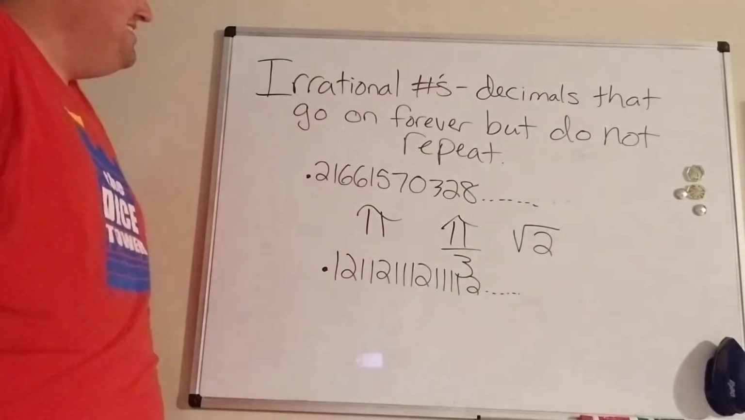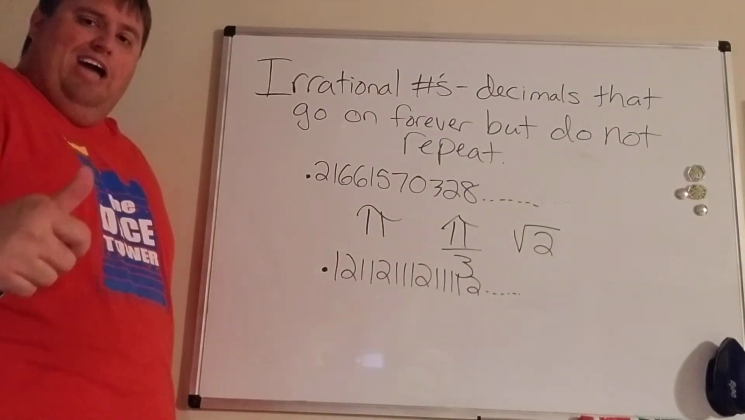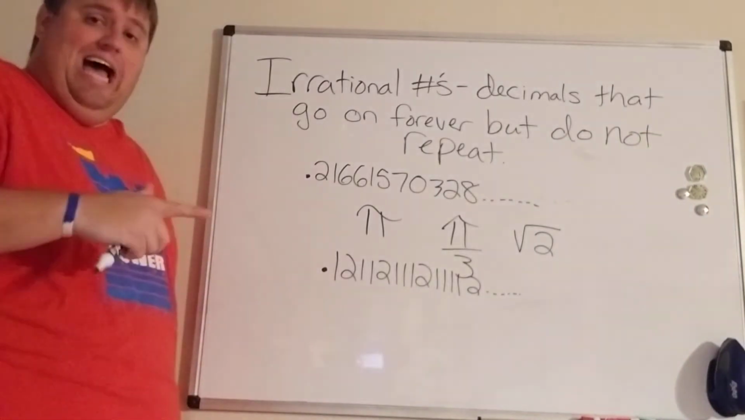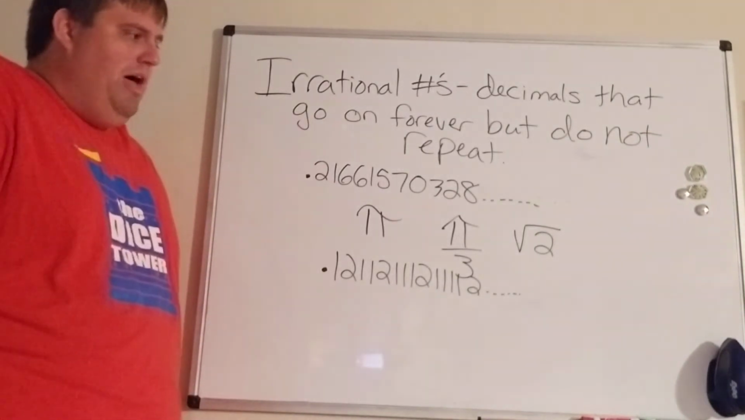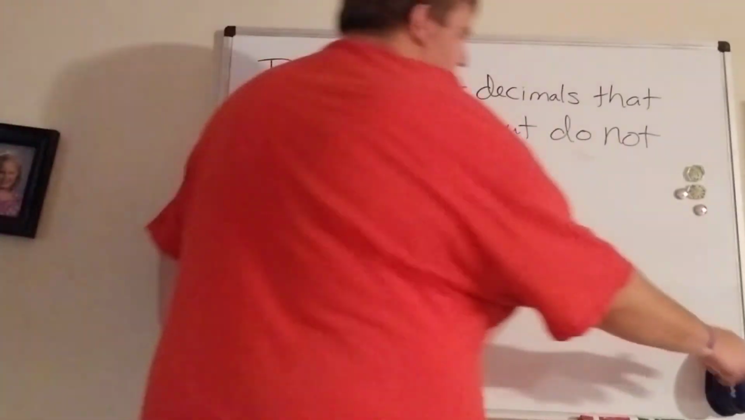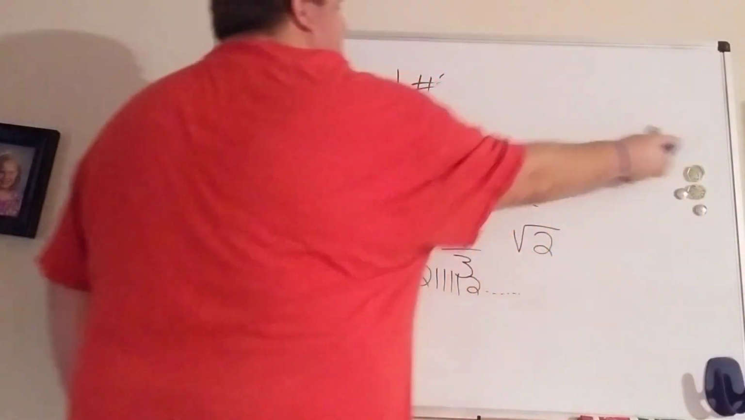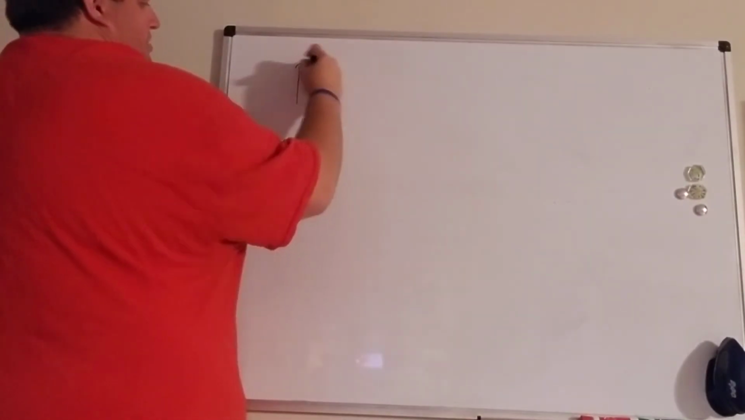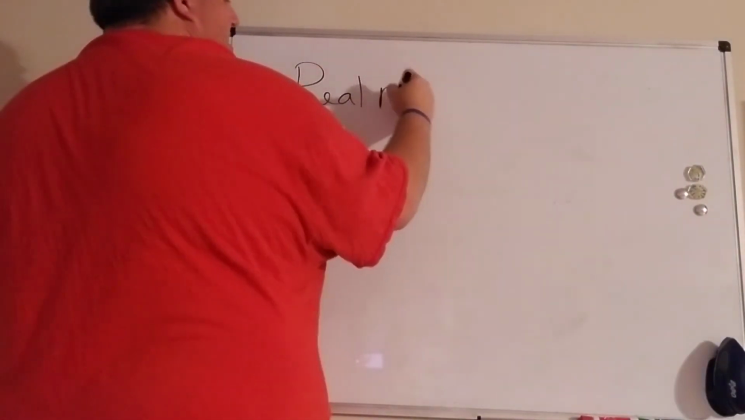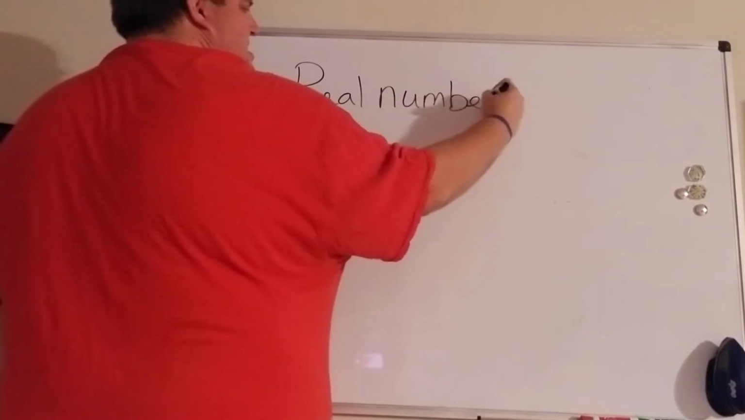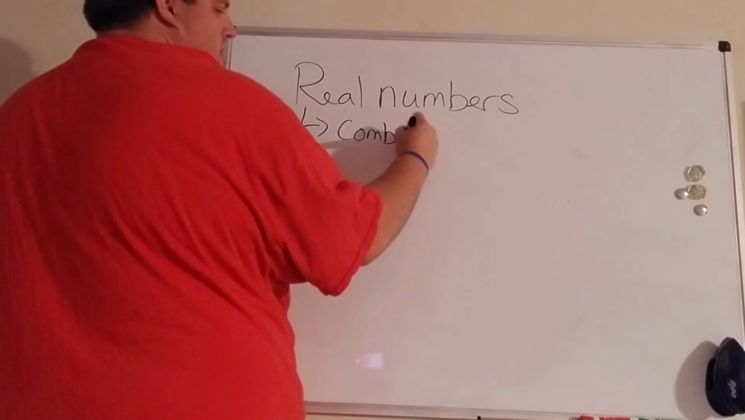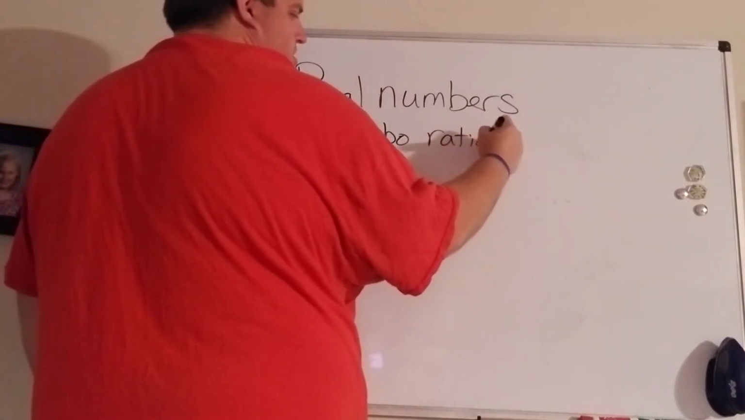Great. So we have rationals. We can write them as fractions. We have irrationals. We cannot. They don't work so well. However, all of those numbers are in a group that's called the real number group, the real number system. So all of those are real numbers. And real numbers are really just the combination of the rationals and irrationals.